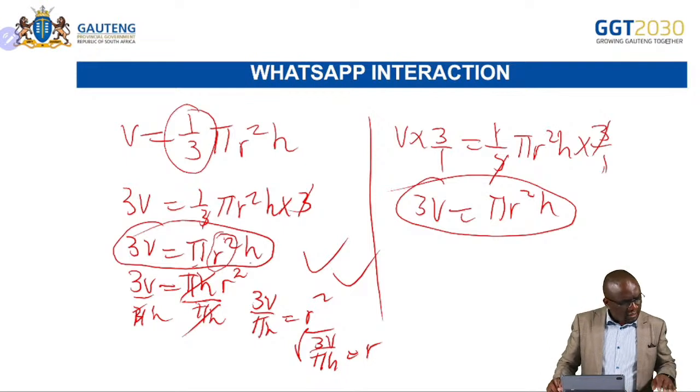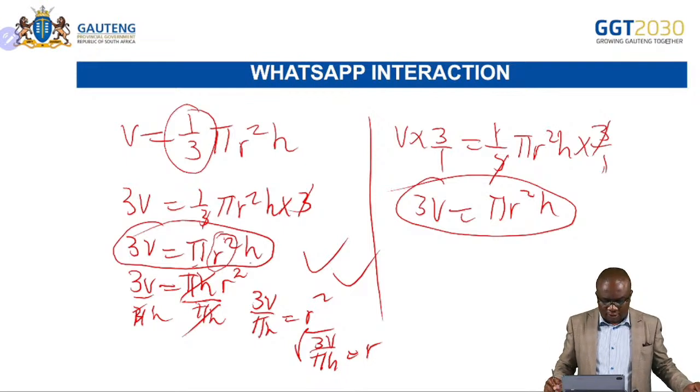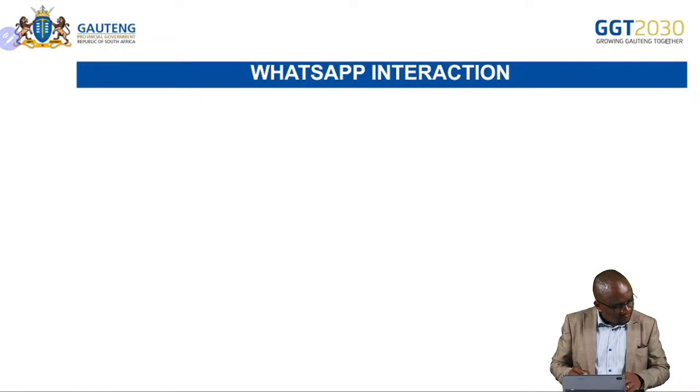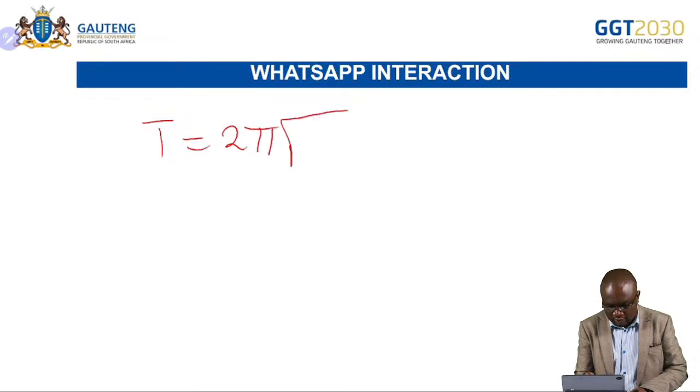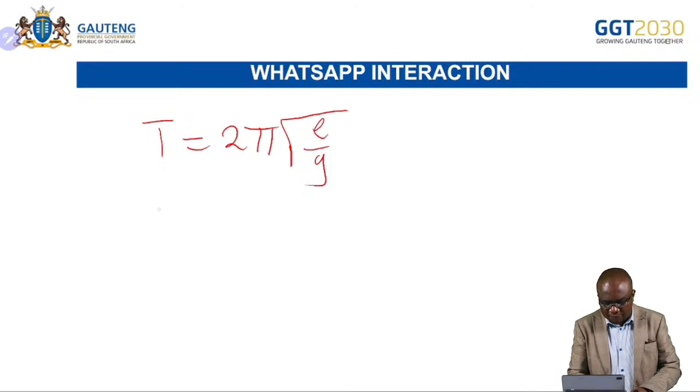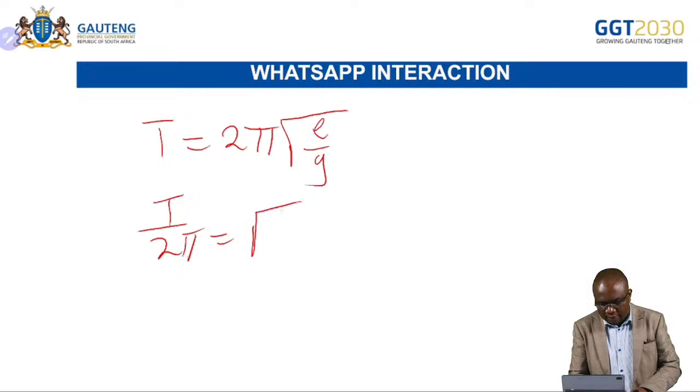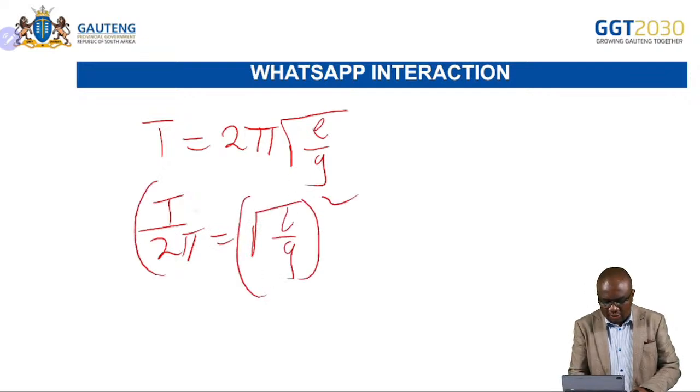Right, now the second question, we did not get the name of the school, but it was solving for L. T is equal to 2 pi, and then square root of L over G. Okay? Then we divide by 2 pi both sides. And then we square both sides. Square this, you square this.